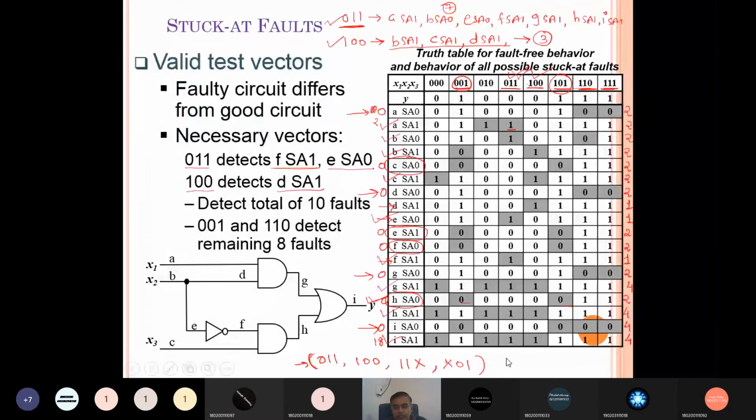The process. Any questions in this process?